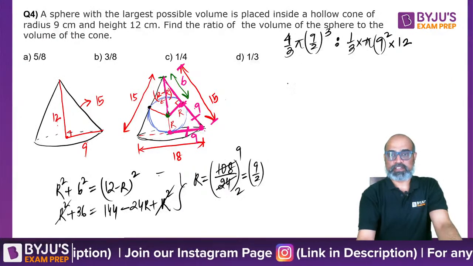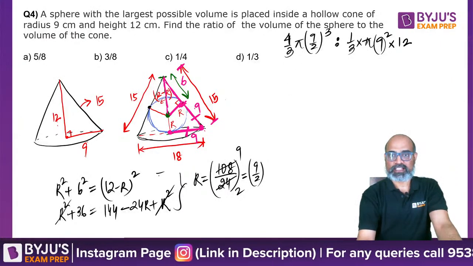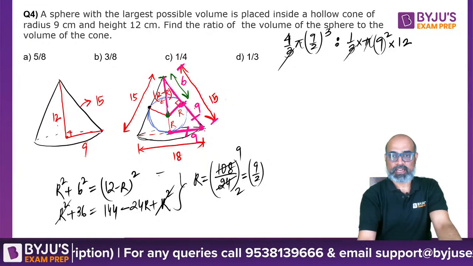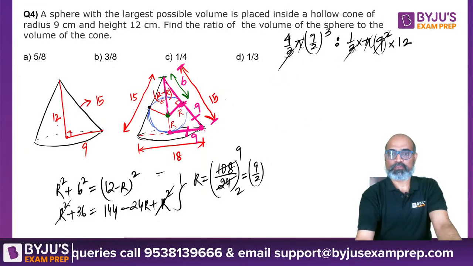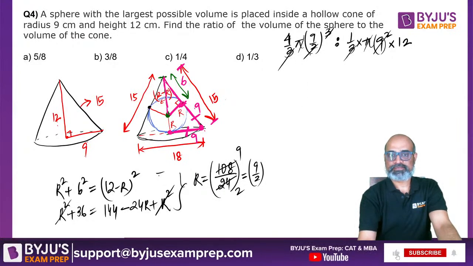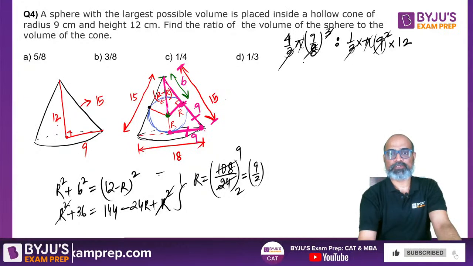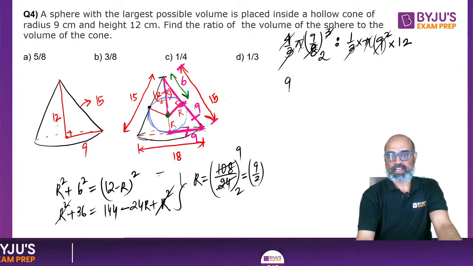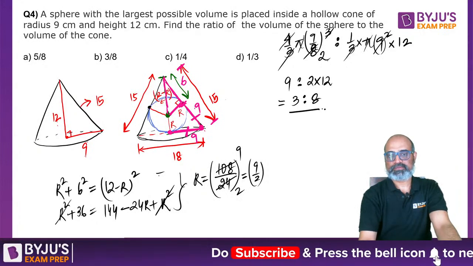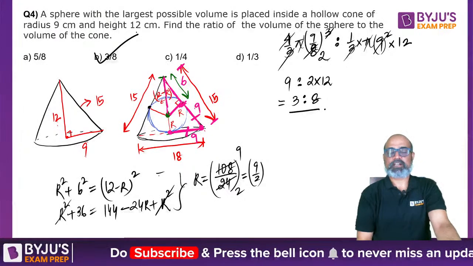So, the first thing that will go away is going to be this 3. Next thing is going to be pi. Then your 9 square vanishes. Then you will have this 2 going away. So this is going to be actually 8 over here, right? So this 4 goes away. So we will have 9 over here, and this 2 goes to the other side. You will have 2 into 12, which then simplifies and gives you 3:8. Bravo becomes our answer.